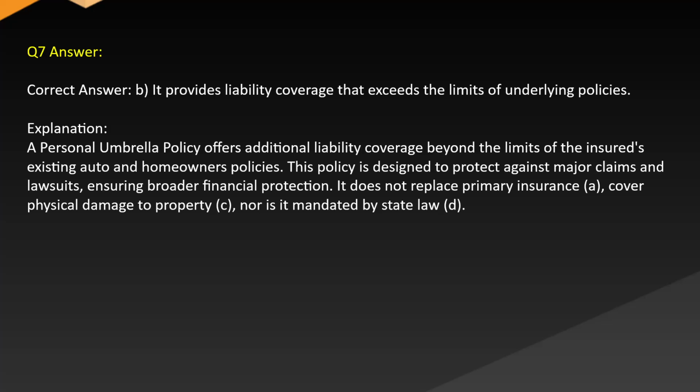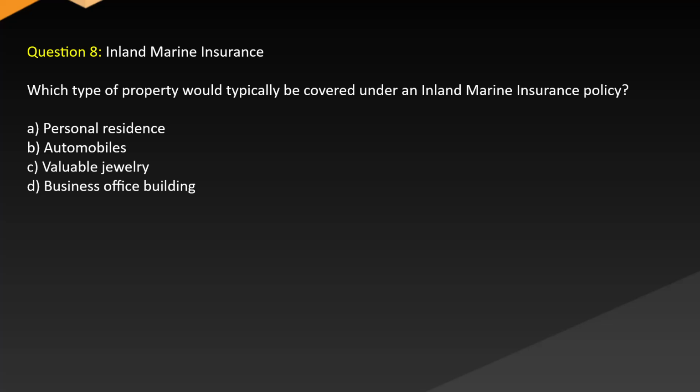Explanation. The personal umbrella policy offers additional liability coverage beyond the limits of the insured's existing auto and homeowners policies. This policy is designed to protect against major claims and lawsuits, ensuring broader financial protection. It does not replace primary insurance, nor does it cover physical damage to property, C, nor is it mandated by state law, D.